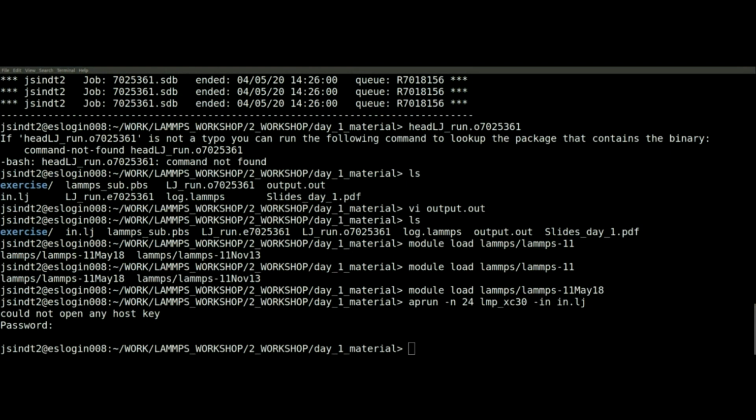So I've noticed that there is a question. The question is, can you give a bit of information on the applications of LAMMPS, where it can be used and where it can't be used? Yeah, I'm about to get to that.